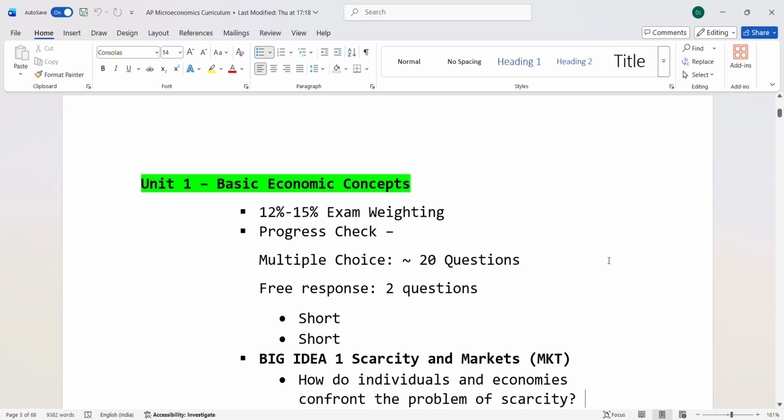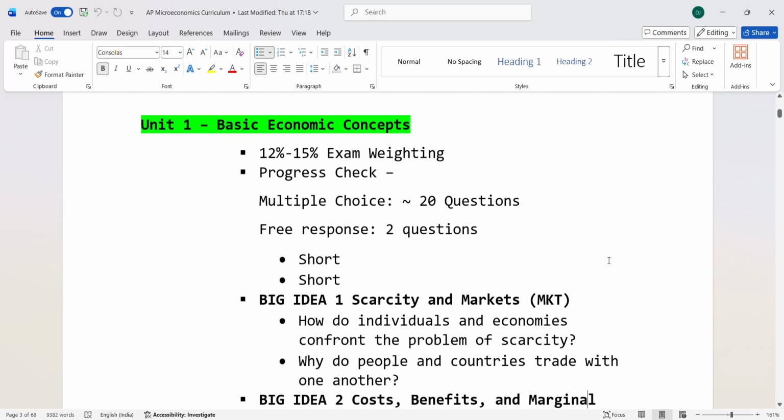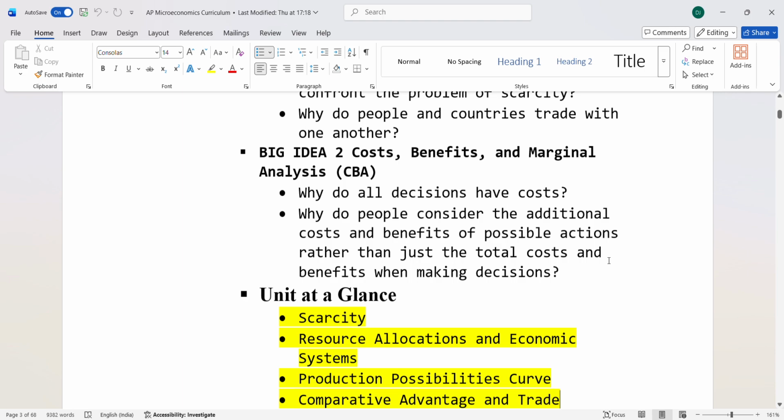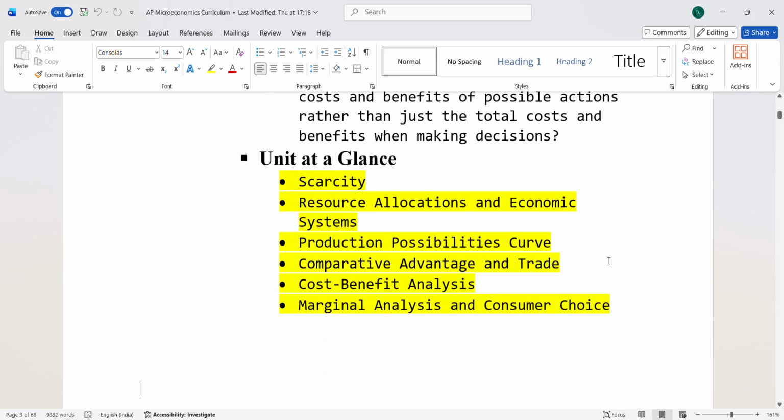The exam weighting is this much, and you can expect around 20 multiple choice questions from this and 2 short free response questions. And that's the unit at a glance. So you have scarcity, resource allocation, and economic concepts, production possibility curve, comparative advantage in trade, cost benefit analysis, marginal analysis, and consumer choice. These are the subtopics in Unit 1 that we will be covering. Not all today, but we'll be covering all. So I'll start with the first two today, scarcity and resource allocation and economic systems.